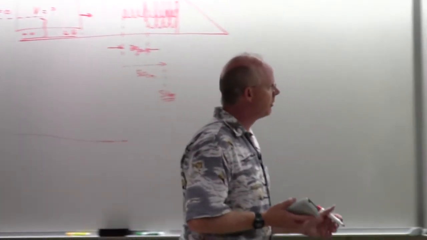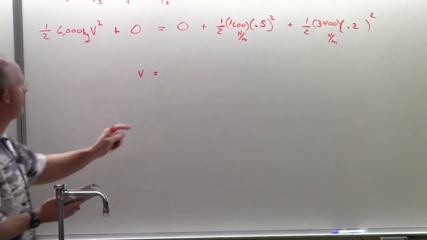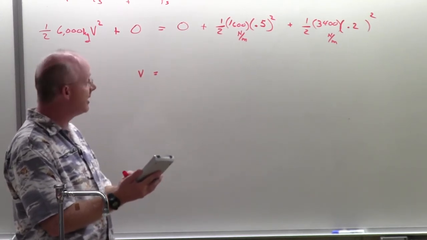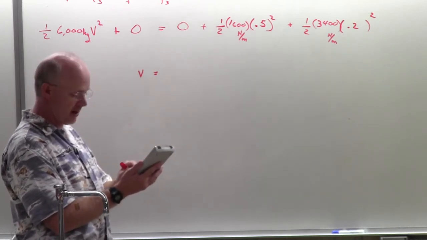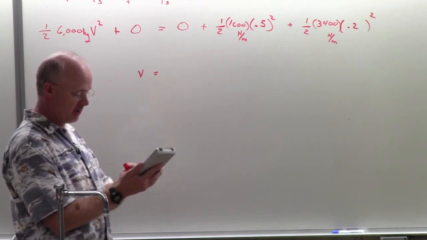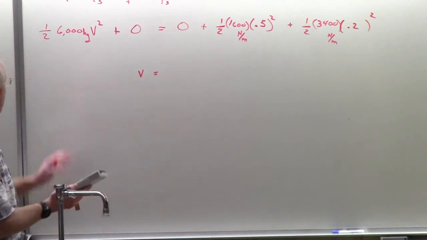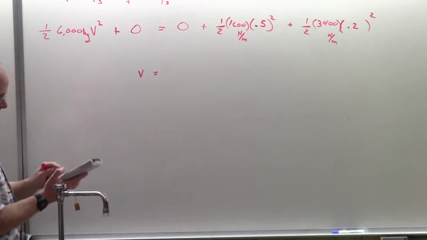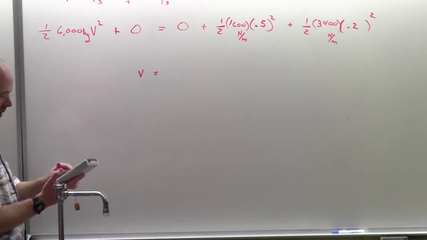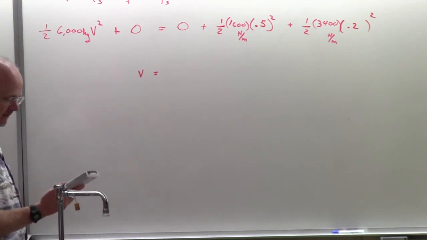Well, now it's just algebra here, to say, okay, what is the final speed? So if we get our calculator out, we can do this one, which is 1/2 times 1600 times 0.5 squared plus 1/2 times 3,400 times 0.2 squared, and I'll just hit equals. Bringing this to the other side is a 2, dividing it by the 6,000, taking the square root of all of that.